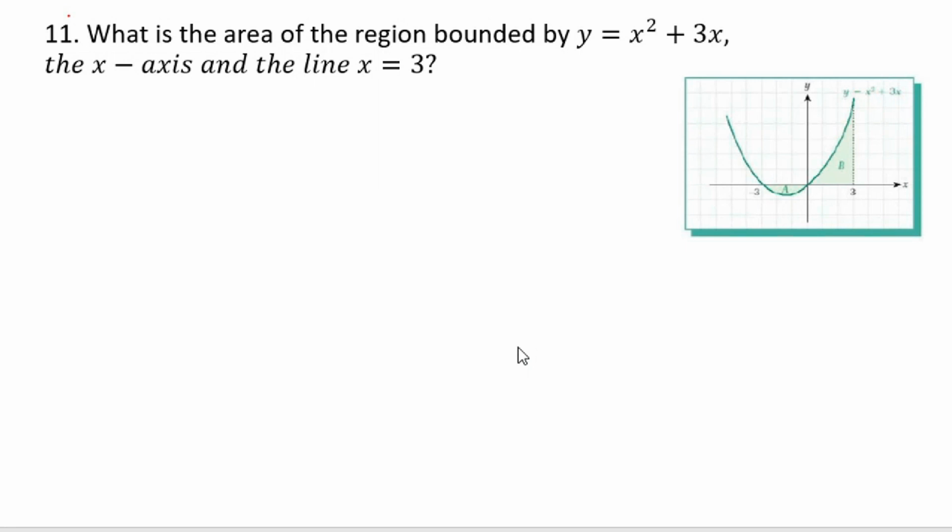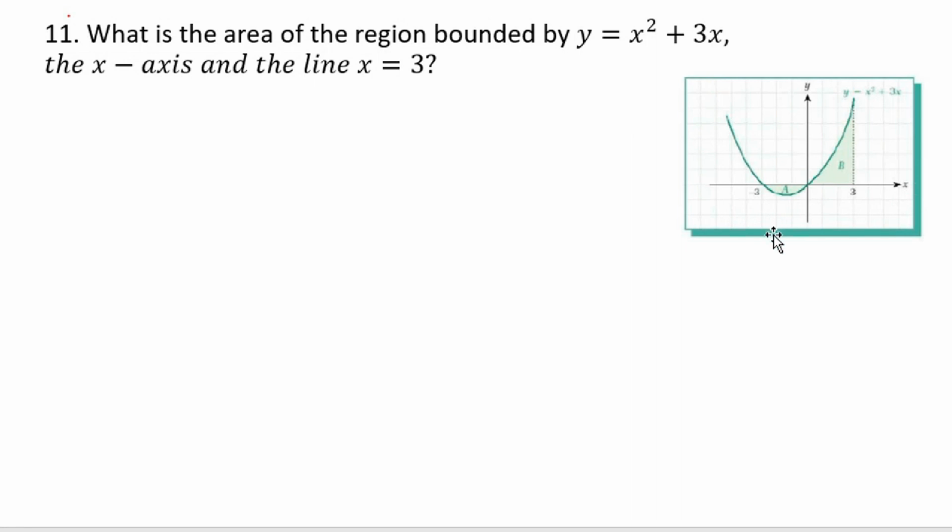Number 11: what is the area of the region bounded by y equals x squared plus 3x, the x-axis, and the line x equals 3? So this curve is our quadratic equation, y is equal to x squared plus 3x, and the other one is x equals 3, the straight line or linear equation.